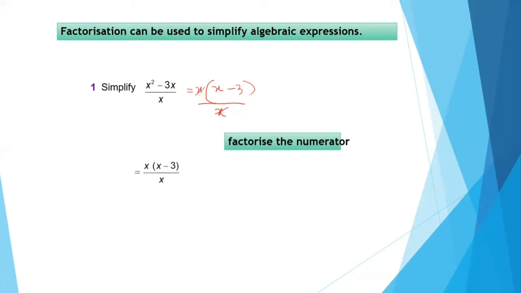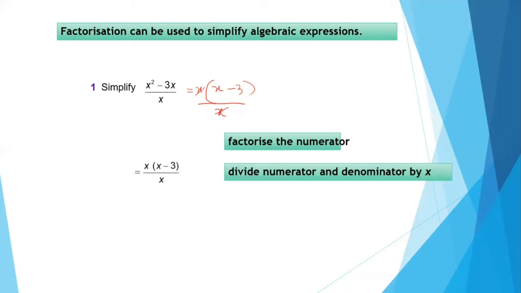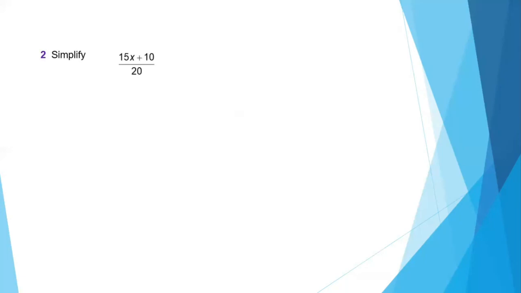Okay, so this is how we simplified. Factorize the numerator, divide the numerator and denominator both by x, and we got it as x minus 3. So this is the simplified form. Okay, children, let's take one more question.